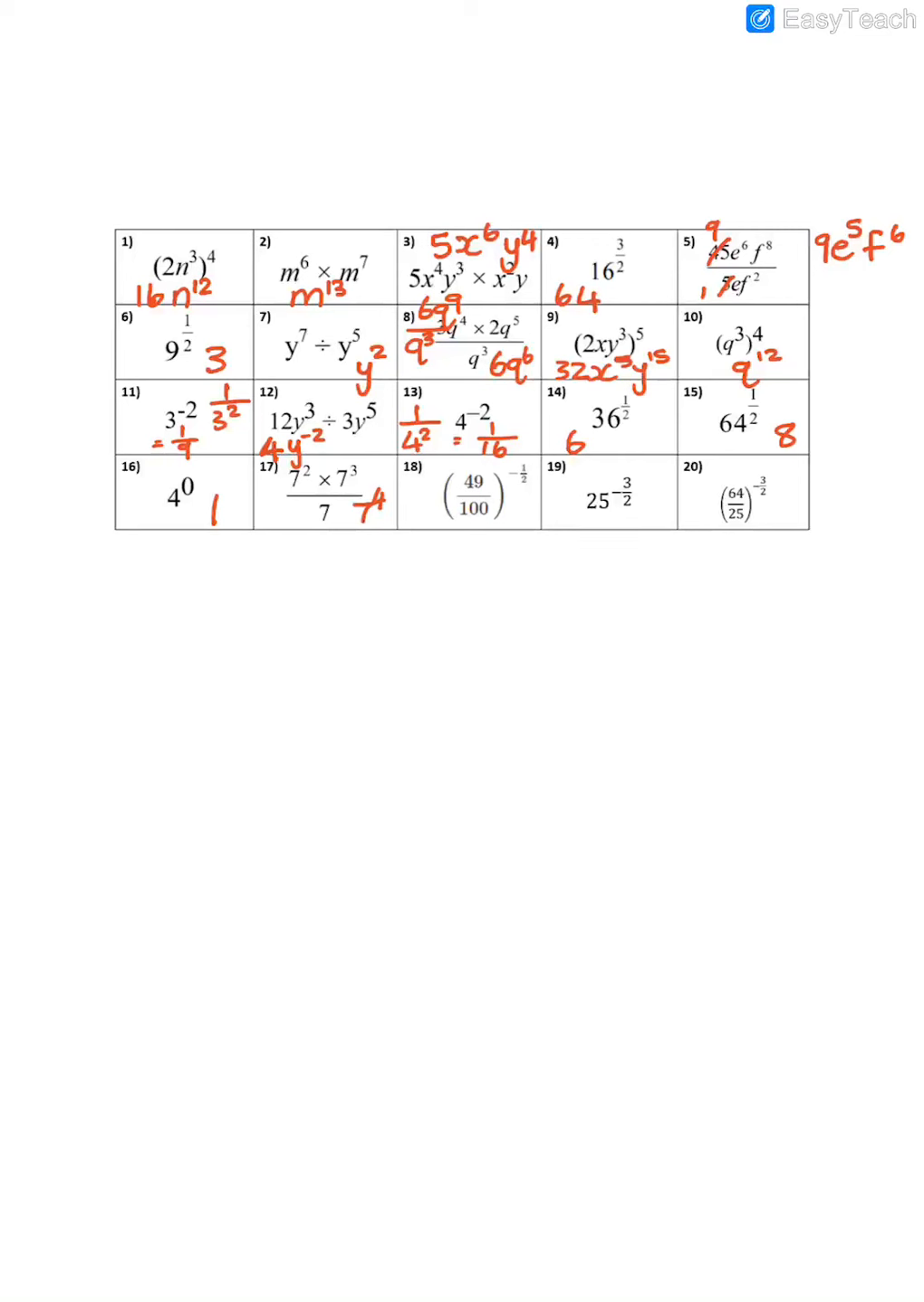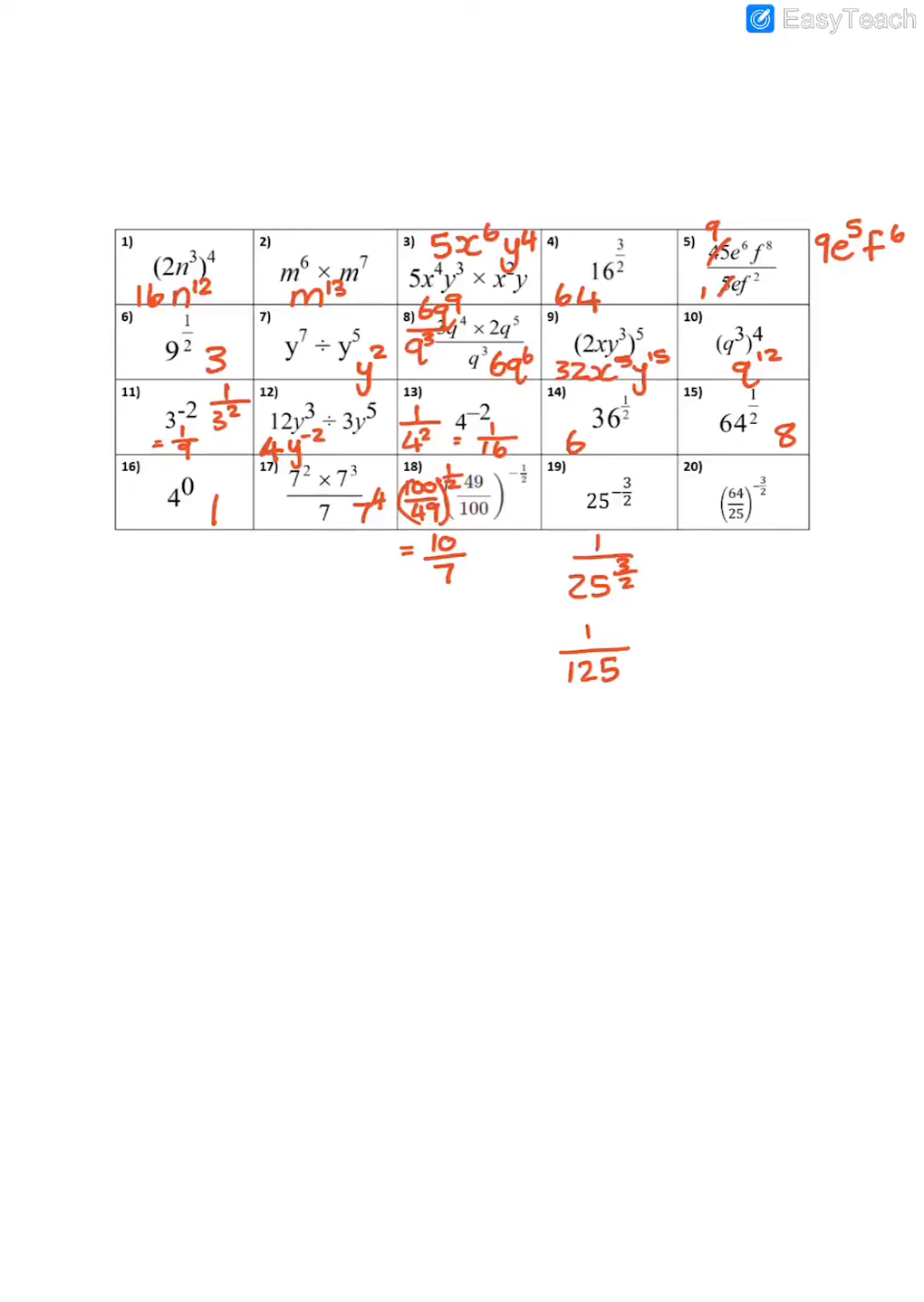Number 18, first thing you do is you flip the fraction to get rid of the negative power. So that's now just to the power of a half. And that's the same as the square root. So square root of 100 is 10. Square root of 49 is 7. 19. First thing you do is write it as 1 over 25 to the power of positive 3 over 2. And bottom number is the root, so square root of 25 is 5. Cubed is 125.